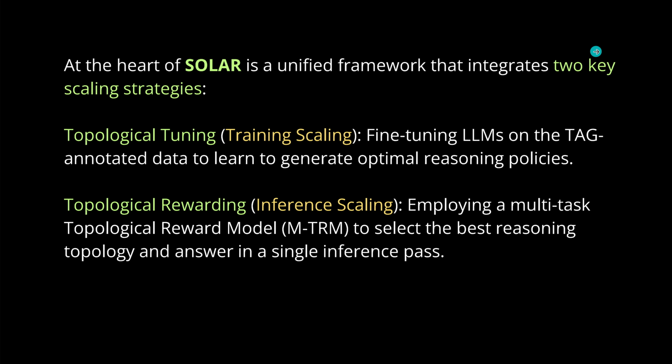So they integrate two key scaling strategies. At first they go for training time scaling, and then for inference time scaling. They prepare the model with a simple training time scaling with a topological tuning: they fine-tune a standard LLM or a vision language model on this syntactic tag annotated training data. So we have a model that learns to choose the optimal reasoning policies. And at inference time, we have the topological reward model. We can employ a multitask topological reward model, given its internal complexities, to select the best reasoning topology: chain of thought, tree of thought, graph of thought, or even a more complex reasoning topology. Maybe in my next video I will have some new data on this and answer this in a single inference pass.